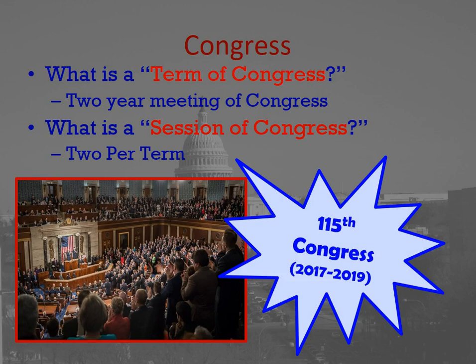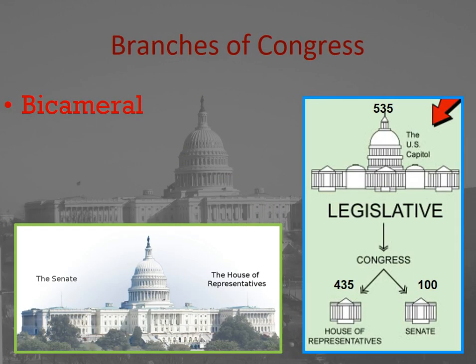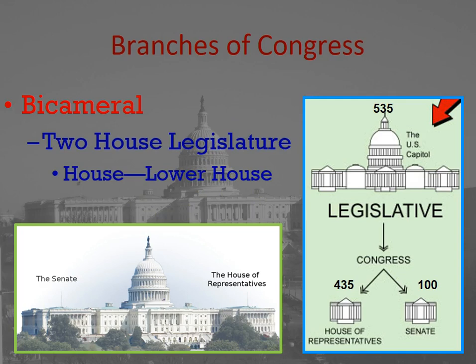So Congress is bicameral. We know this from the Great Compromise or the Connecticut Compromise that we've already studied. It's made up of 2 different houses, 2 different bodies. It's made up of the lower house, the House of Representatives, which has 435 members, and the Senate, which is the upper house, which is made up of 100 members. Technically speaking, the power that the House and the Senate have are both the same. It's not like one branch has more power than the other.